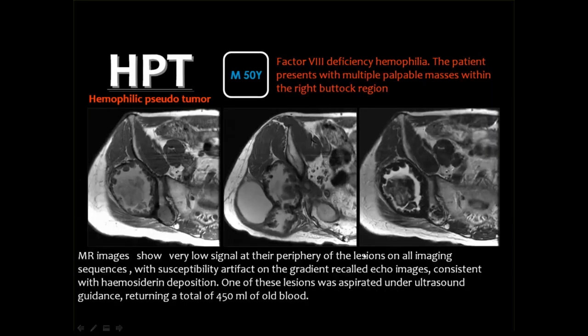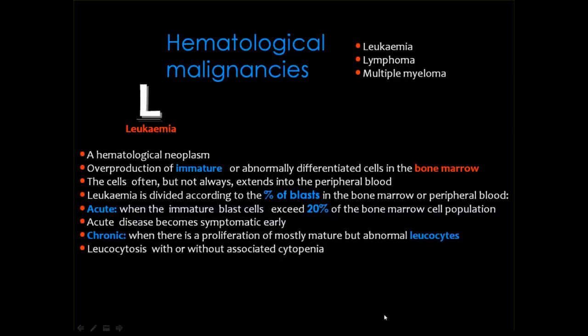Then if you look at the MRI, as I have mentioned before, one of the pathognomonic features of hemophilic pseudotumor is the presence of a low signal rim surrounding the extraosseous soft tissue component in both T1 and T2 due to fibrosis and hemosiderin deposition. Then we came to the hematological malignancies, and we have three: leukemia, lymphoma, and myeloma.